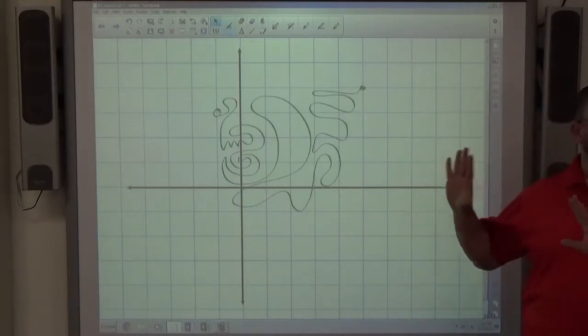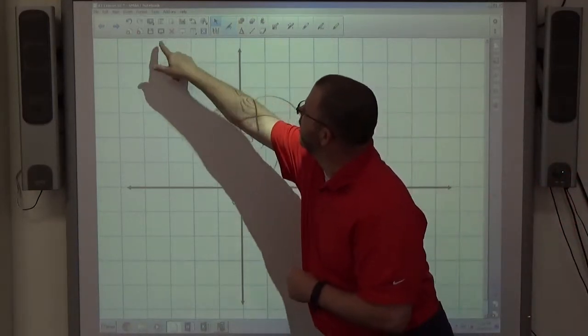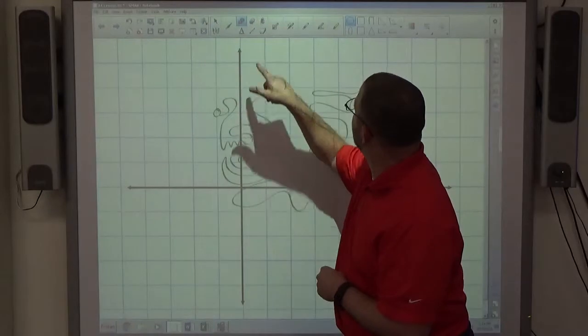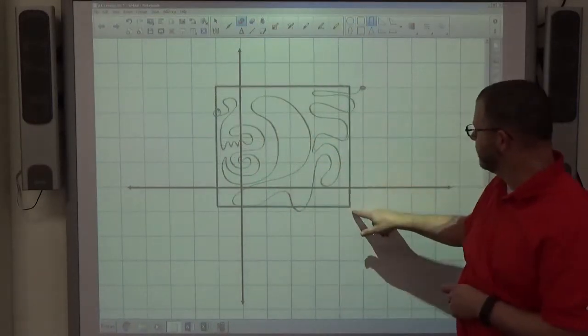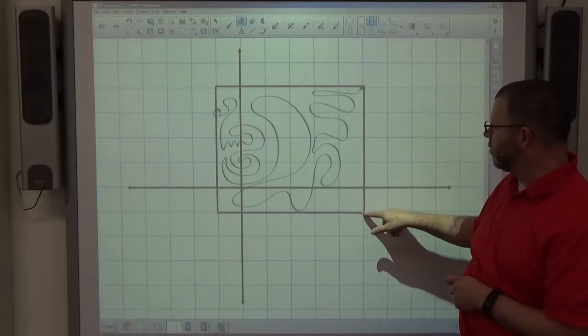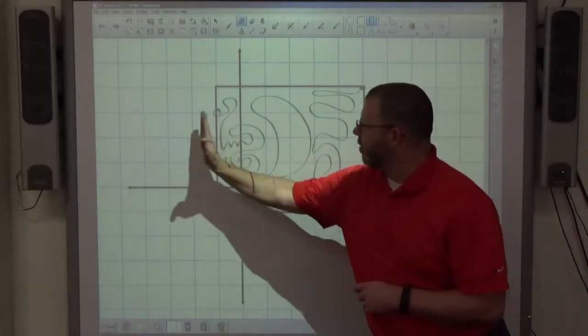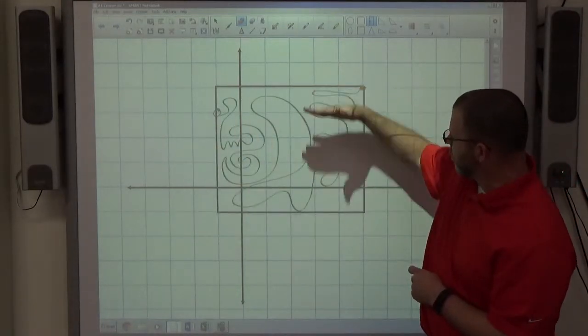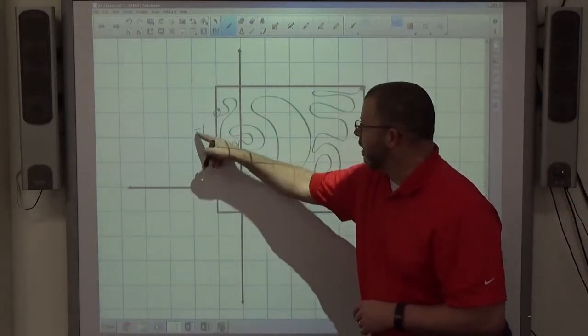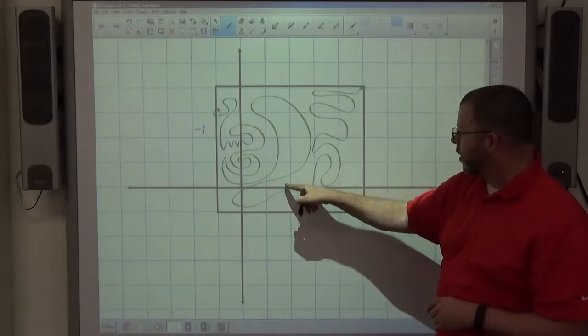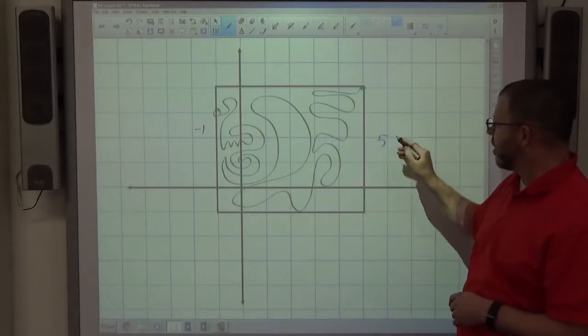Again, I don't care what the graph looks like. Focus on the boundaries of this graph. So if you take a look, I'm going to draw a box around this thing. There's where the graph lives, right? That's the farthest left, this is the farthest right, that's the farthest up, that's the farthest down. -1 is the farthest left. 1, 2, 3, 4, 5 is the farthest right.